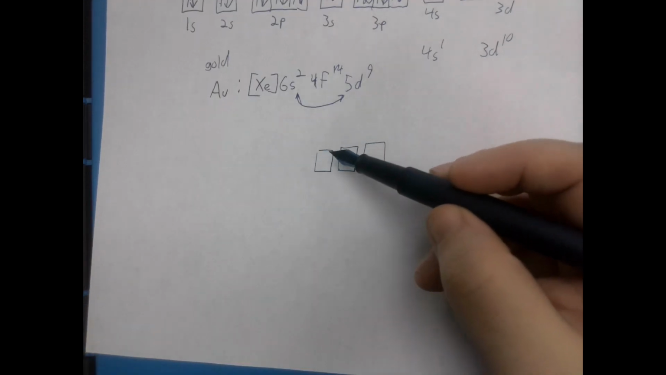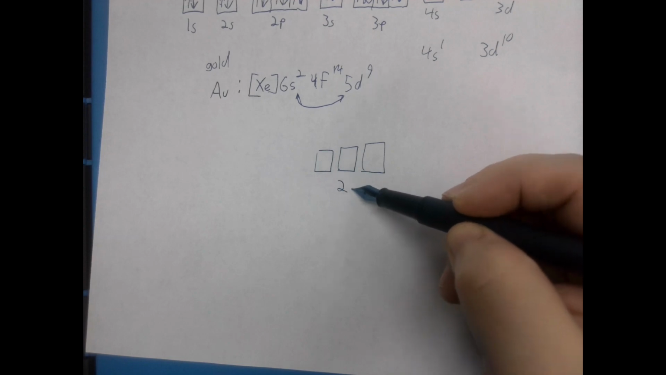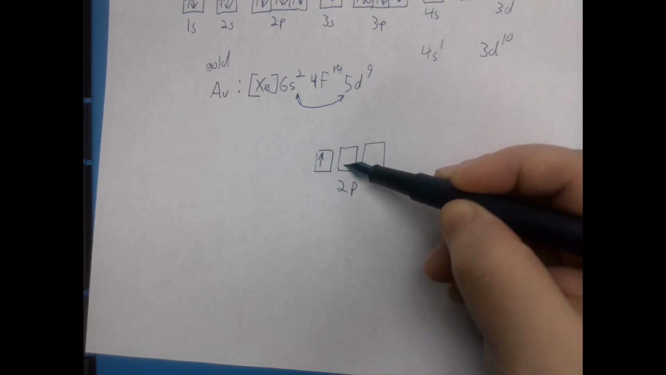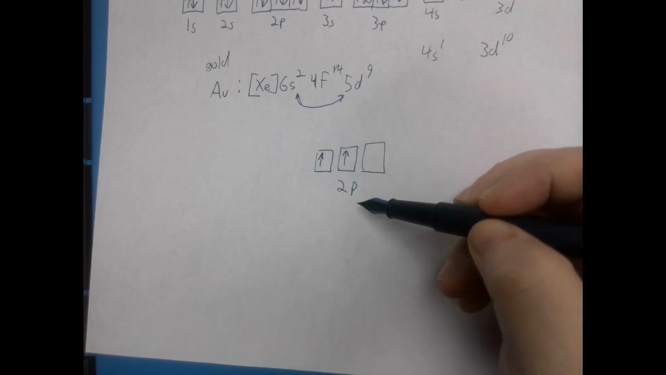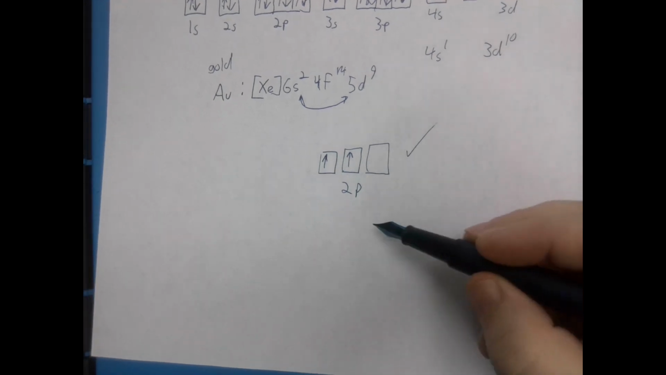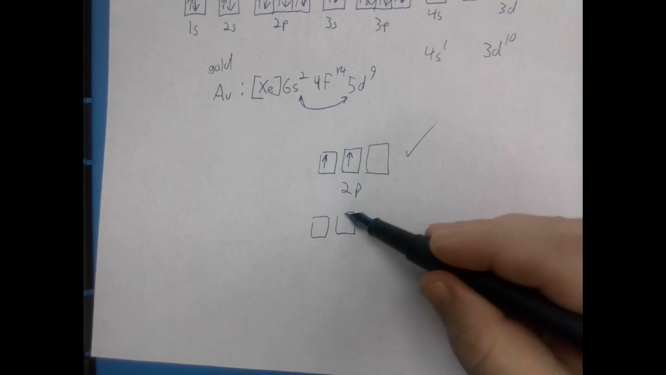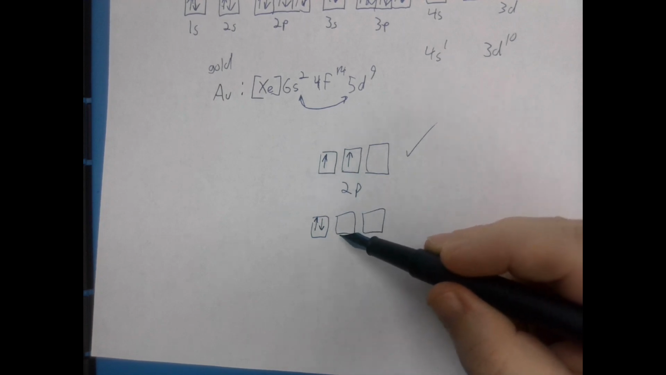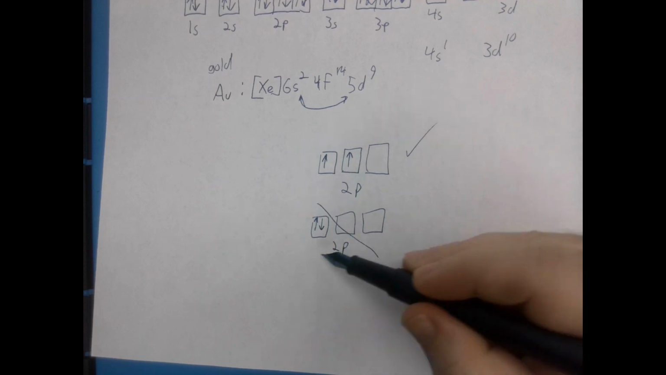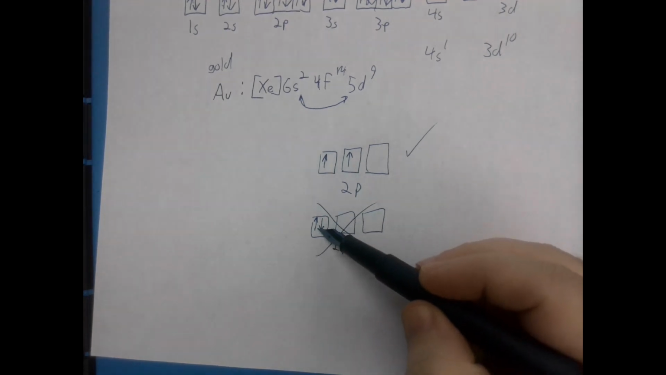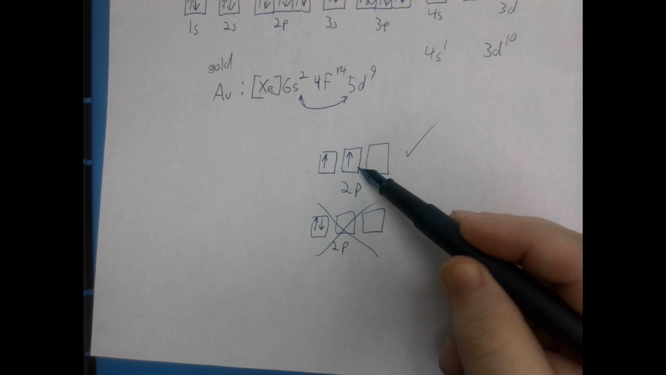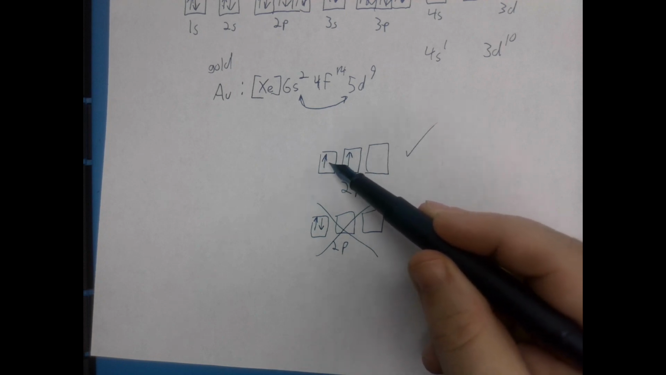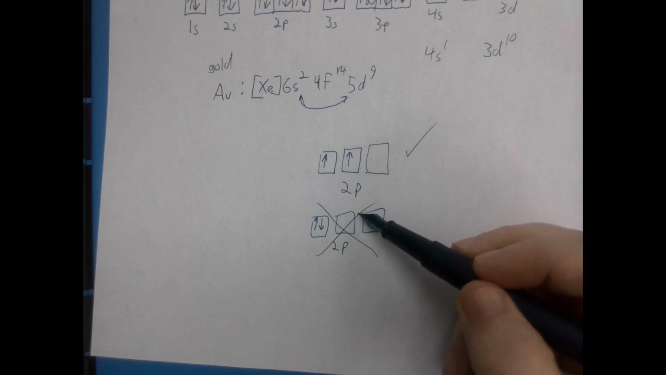Yes, number 4. So looking at 2p, remember you're supposed to maximize spin. This is correct, which this is wrong. The arrows are just electrons. This is wrong. If you're putting 2 electrons into 2p, according to Hund's rule, you should maximize same spin before you add a down.